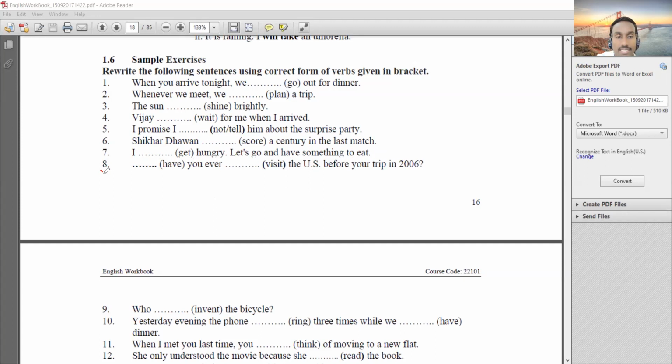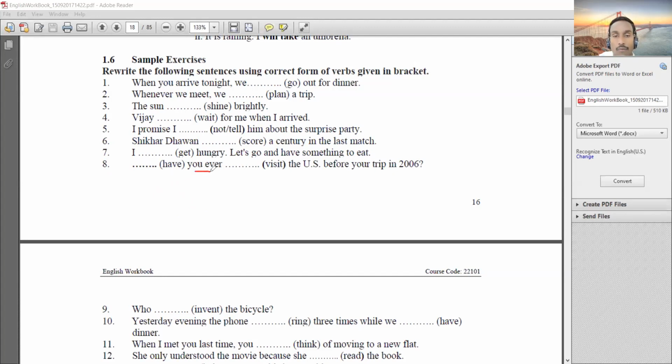Then next, number 8 is here. Two blanks are there. The first blank has 'have' in brackets. It means you have to use have forms here. So which are the have forms? You have studied it. Have, has, had. You need to choose. It can be have, has, or had. But from the subject you can understand that 'you' is there, so it can be either have or had. You cannot use 'you has'. We never use 'you has', so has will not be used here.